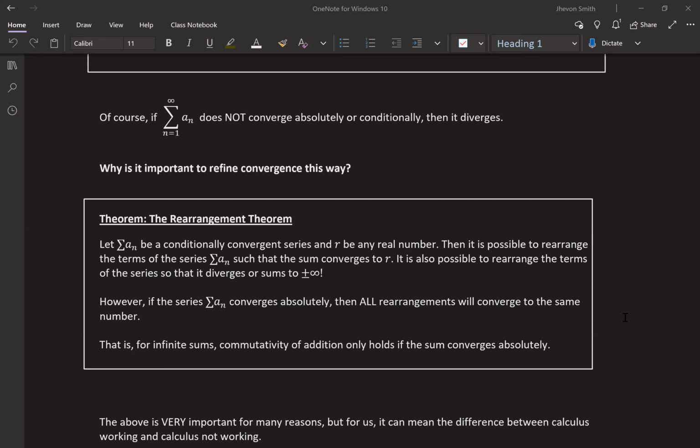However, for a series that converges absolutely, no matter how you rearrange the terms, you will always get the same answer. So commutativity of addition works. This basically means that we can treat an absolutely convergent series almost like we can treat a number in any equation that we had before.